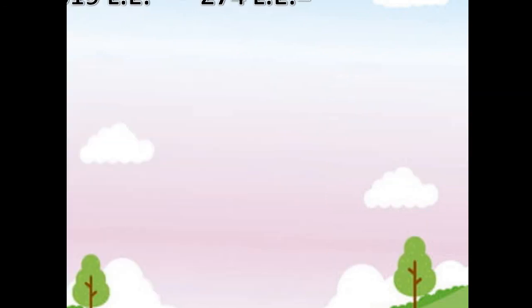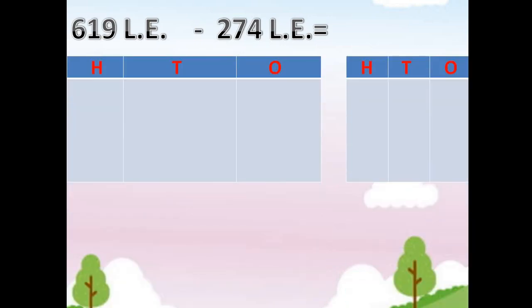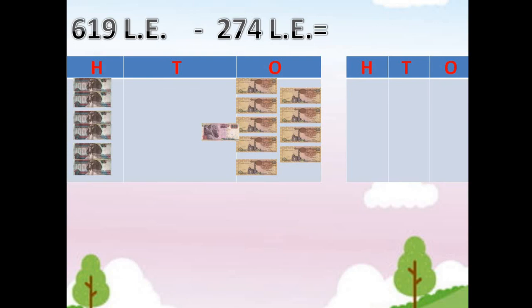Another example, 619 LE minus 274 LE. First, I will draw the place value money mat, one for the big number and one for the answer. Now, I want to represent 619. So, in the ones place, I will draw 9 pounds. And in the tens place, I will draw just 1 ten. And in the hundreds place, I will draw 600.